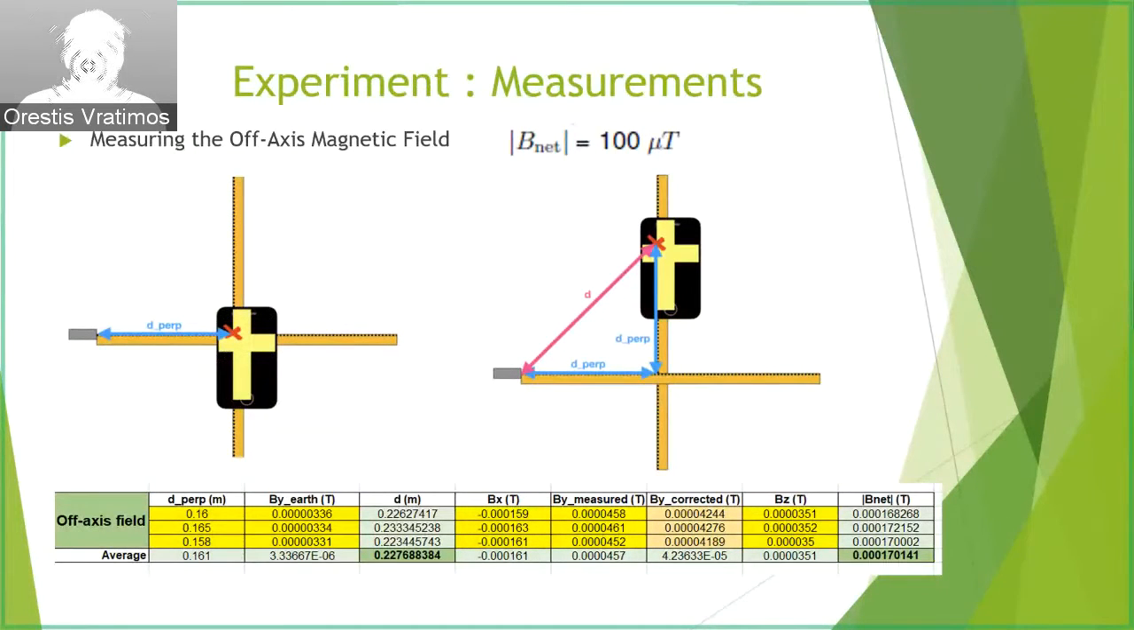Moving on with the experiment, we measured the off-axis magnetic field when B net equals 100 microtesla, and we have here the results. This is the distance, and we'll later see how we measured the B earth and B corrected.